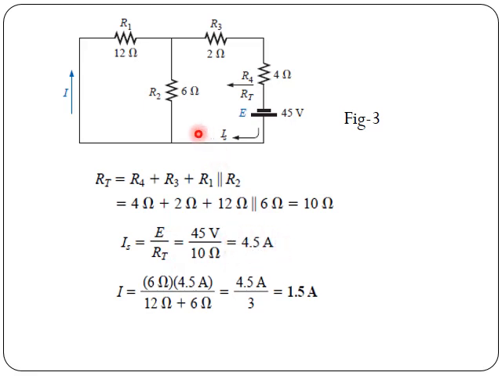Now again, by the current division law, as you can see, IS here will divide, one in this branch and the other one in this branch, which is I, and this branch sees a resistance of 12 ohms and this branch sees a resistance of 6 ohm. So only 1/3 of the total current will be equal to I, and this comes out to be 1.5 amperes. So we can say that with the interchange of voltage source from the previous location to this new location, the current remains the same, and hence the reciprocity theorem has been verified.